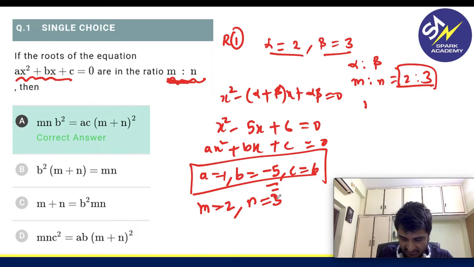So this is what I will do, guys. Now I know everything. Now you can check options, right? You can just verify the options. Let's check the first option, everyone. So first option will be what?